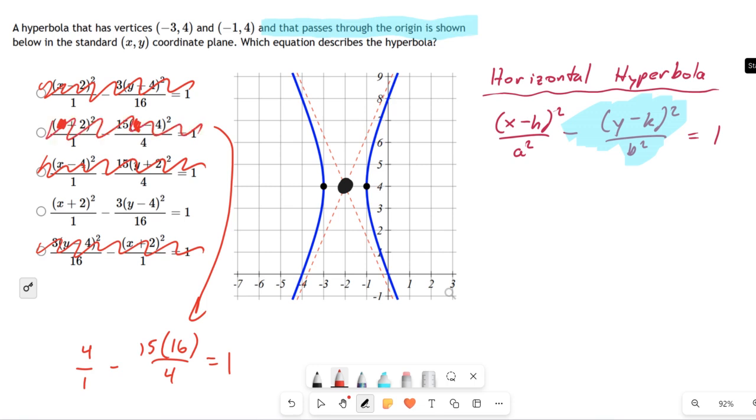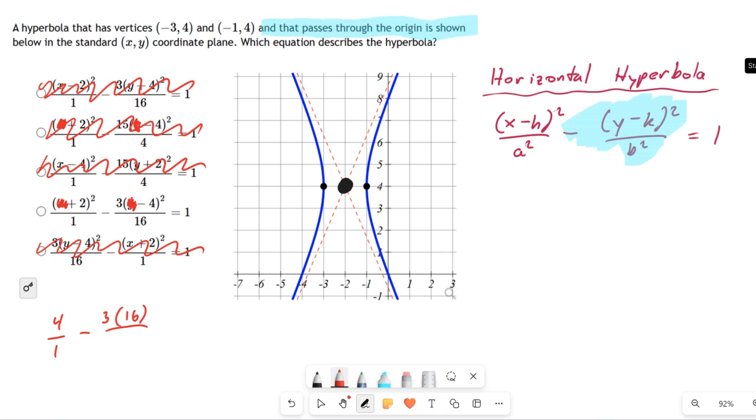So that's not true. There's only one equation left, and if you're pinched on time, you go ahead and put that equation in. But let's double check it here to be sure. I'm going to say x equals 0 and y equals 0, and let's evaluate this equation at the origin and see if it works. That's going to be 4 over 1 minus 3 times 16, that's 4 squared over 16 equals 1. Is that true? That's like saying 4 minus 3 equals 1.